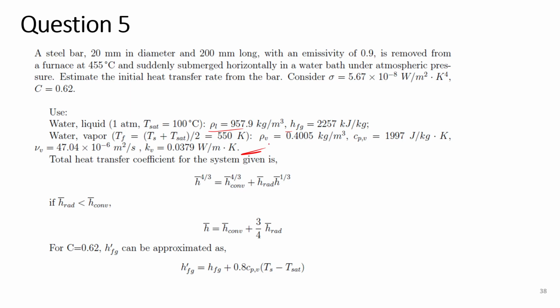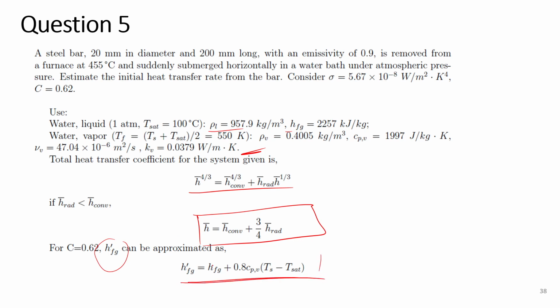And the total heat transfer coefficient of the system can be obtained by solving this nonlinear equation. That is basically a function of H convection and H radiation. If the radiation term is small compared to the convection, you can simplify this as H convection plus 3/4 times H radiation. Also, in order to account for HFG at temperatures other than the saturation temperature, you can use this straightforward linear equation to find HFG at the surface temperature.